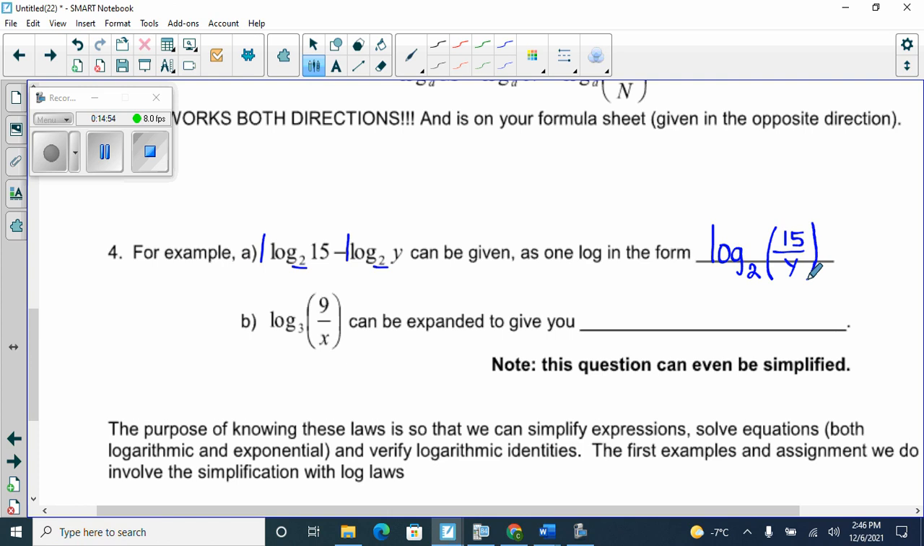And then this one, log base 3 of 9 over x. I'm going to get log base 3 of 9 minus log base 3 of x. And then log base 3 of 9 is 2 minus log base 3 of x.